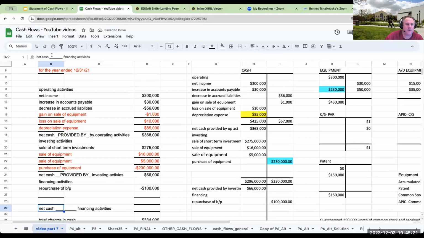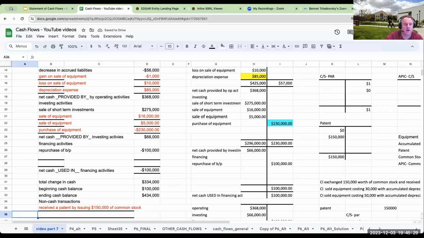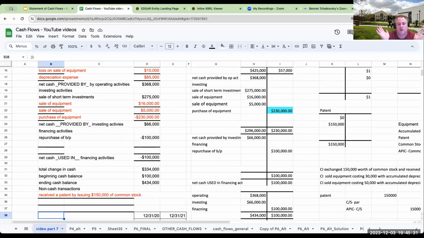The only thing I had over here was this, which is going to be used in financing activities. This is going to be 100,000. And then I've got my non-cash transaction and I'm all done. So this is an example of a fill-in-the-blank statement of cash flows, something I like to use for my classes. It's also giving you a clue on how to set up the structure for other cash flow questions.